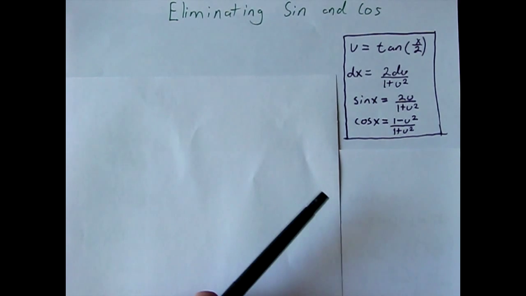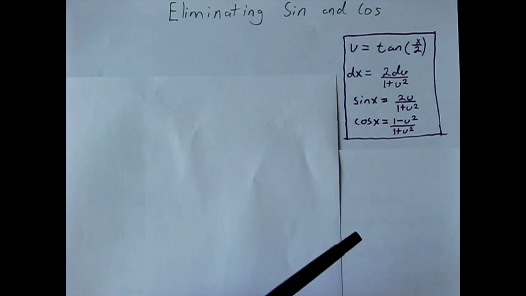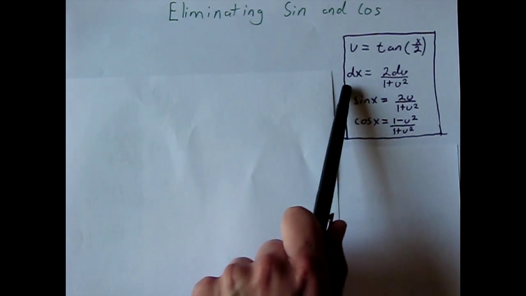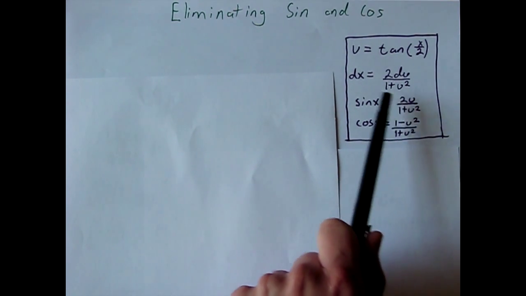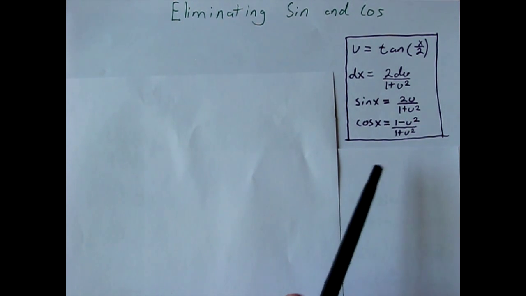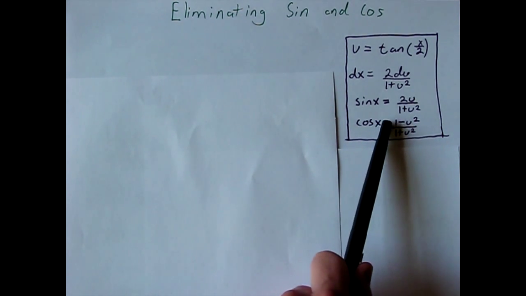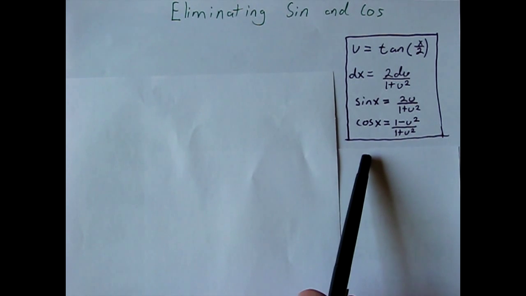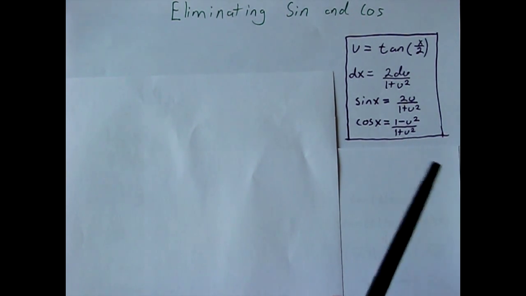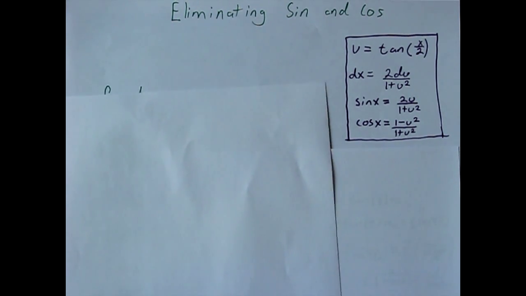Okay, so when you have eliminating sine and cosine, you're going to start by using this table over here. So you're going to initially take u, and it's equal to tangent of x over 2, which you'll use later. dx is equal to 2 du over 1 plus u squared. Whenever you have sine of x, you're going to swap in 2u over 1 plus u squared. Whenever you have cosine x, you're going to swap in 1 minus u squared over 1 plus u squared.